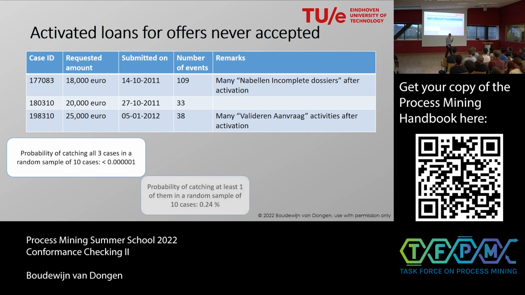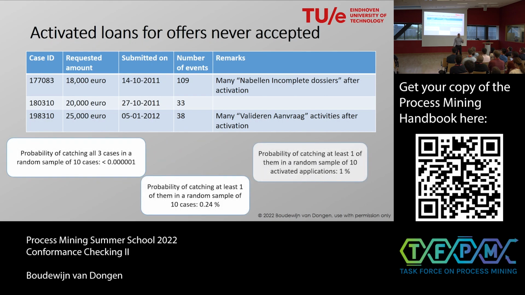3 cases where a loan was activated, money paid, but the offer was never accepted. 3 loans totaling 63,000 euros. Especially the top one has 109 events, indicating that after the loan was activated, they tried to reach this customer by phone, saying, we do not have your autograph for this loan, but we sent you 18,000 euros. Can you please send us an autograph, right? For a very long period, they tried calling the customer. Not sure if they did in the end.